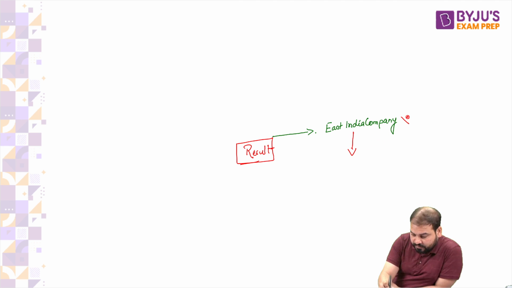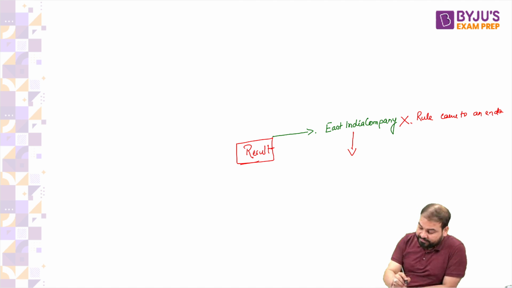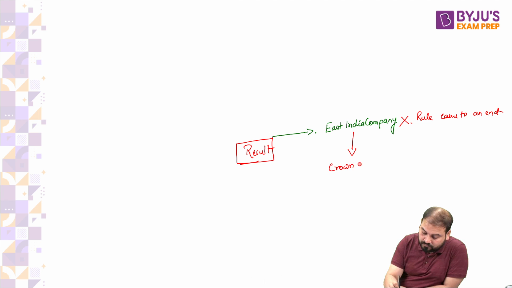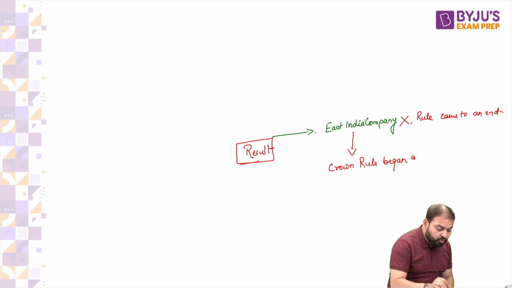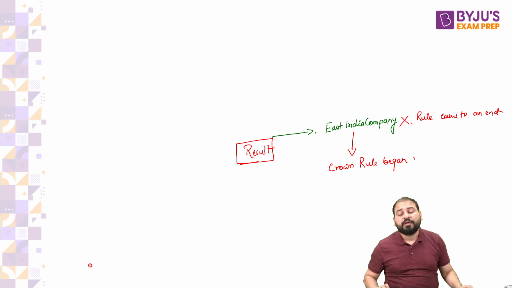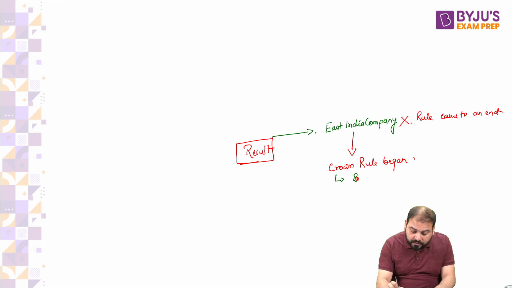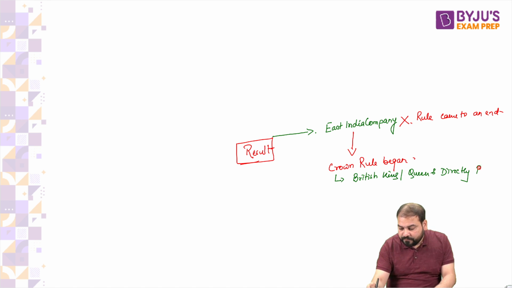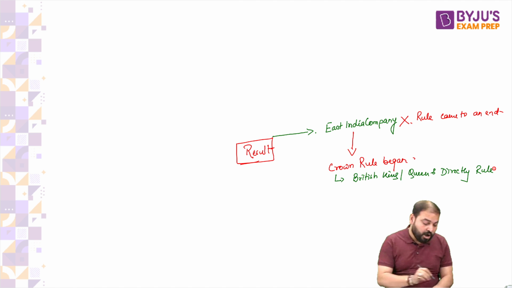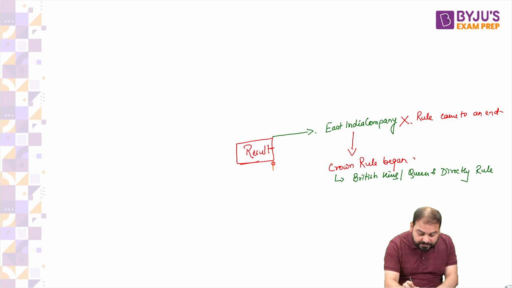The result is their rule came to an end, and instead of that, crown rule began. What is crown rule? It means that the British king or the queen directly will rule India. Now, how will they rule directly? For that, they brought a law.